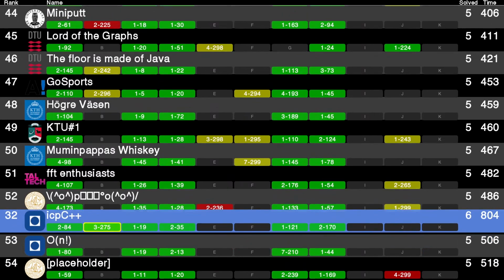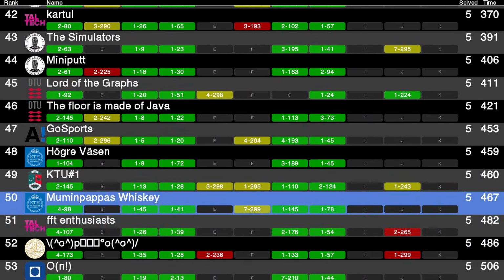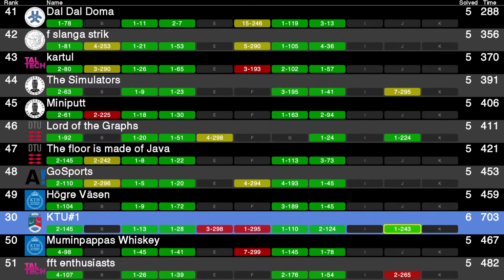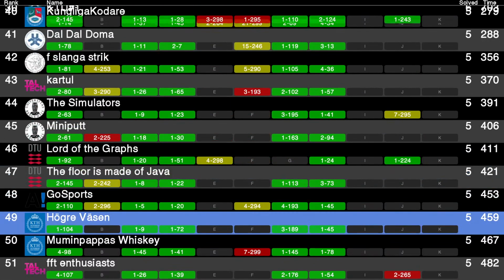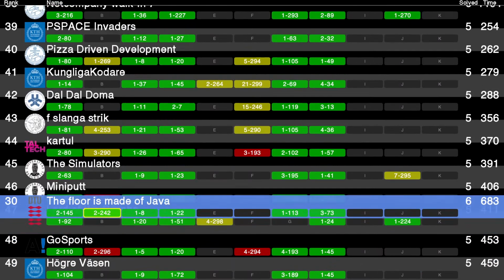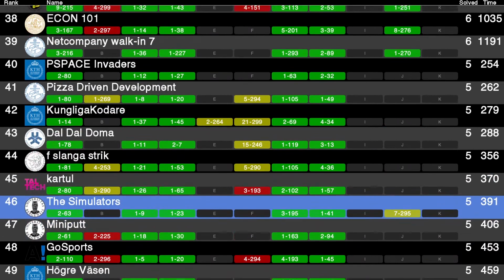Placeholder done. O(N factorial). Yeah, ICP C++ solves problem B in the end. Good job solving that one. KTU number 1 gets one accepted at the end. They implemented the grid problem there at the end. The Plorit made of Java gets the berry battle at the end as well.